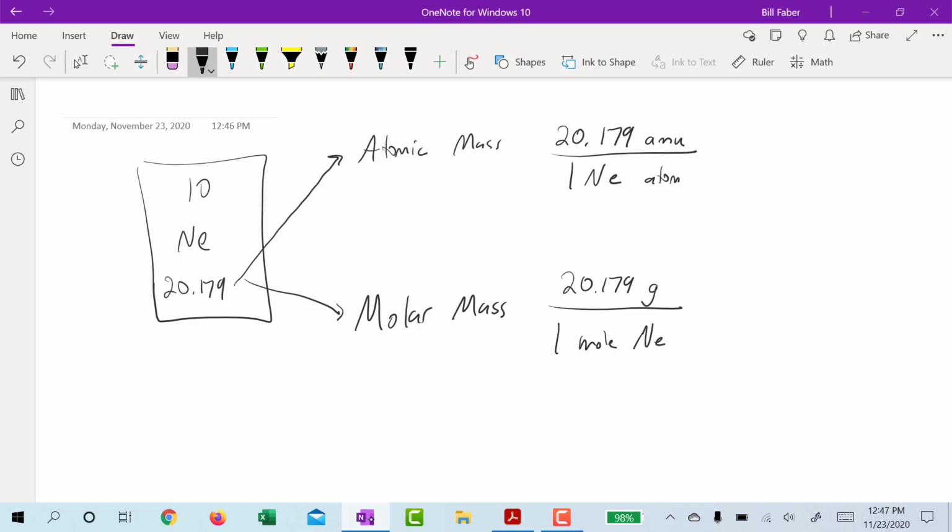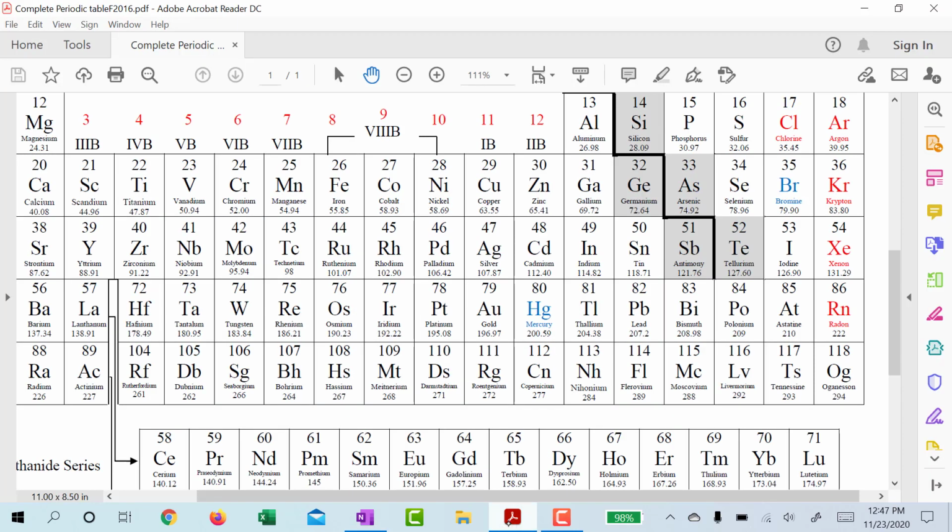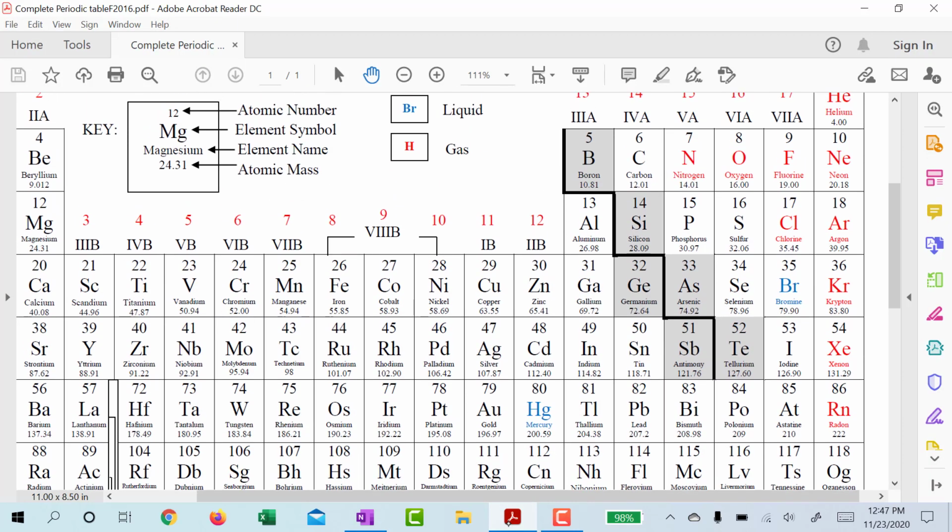Okay, so that number on the periodic table, that bottom number, and this is another good test question, if I said I had, let's say, 58.97 grams of cobalt and 63.55 grams of copper, which one would have more atoms?